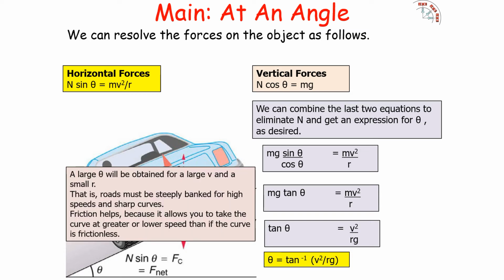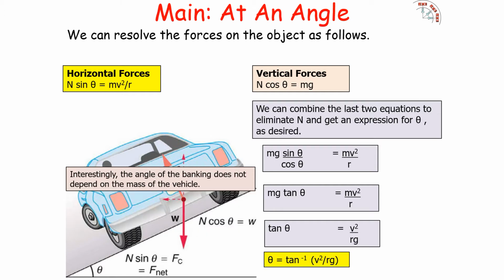Now again, this tells us that a large theta will be obtained for a large v and a small r, so roads must be steeply banked for high speeds and sharp curves. Now also friction helps, as it allows you to take a curve at a greater or lower speed than if the curve is frictionless. But interestingly, the angle of banking does not depend on the mass of the vehicle.